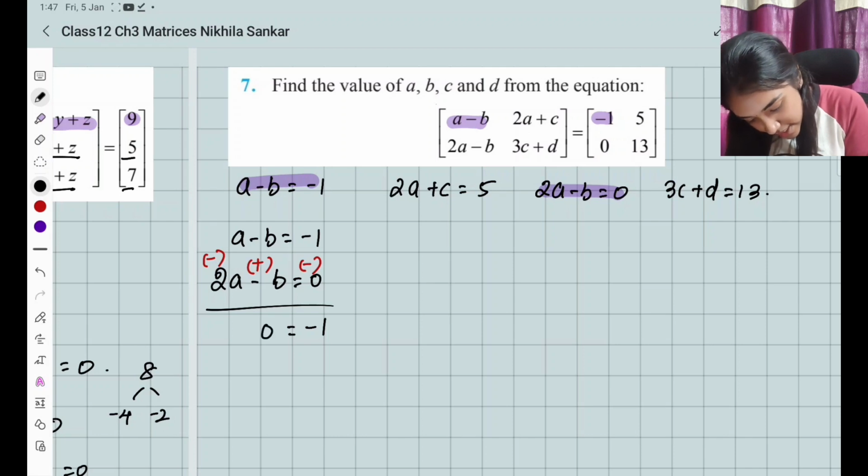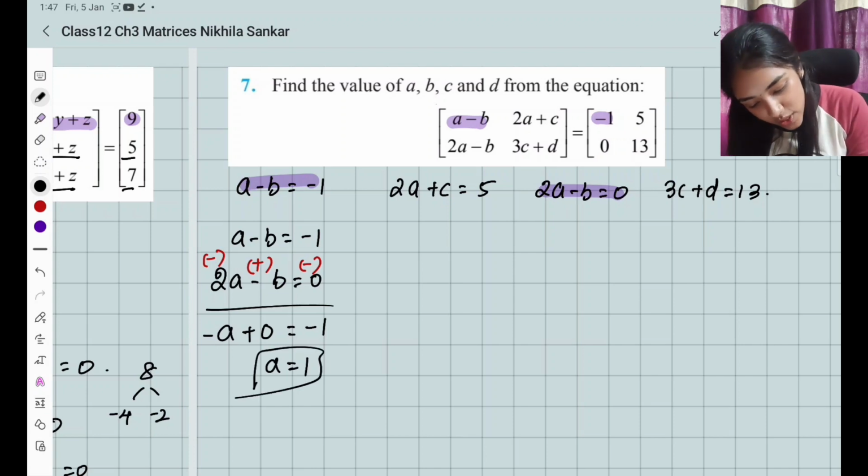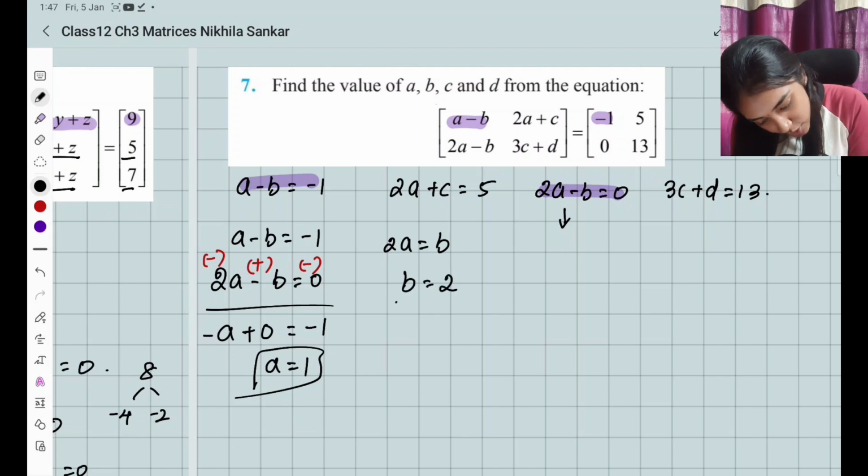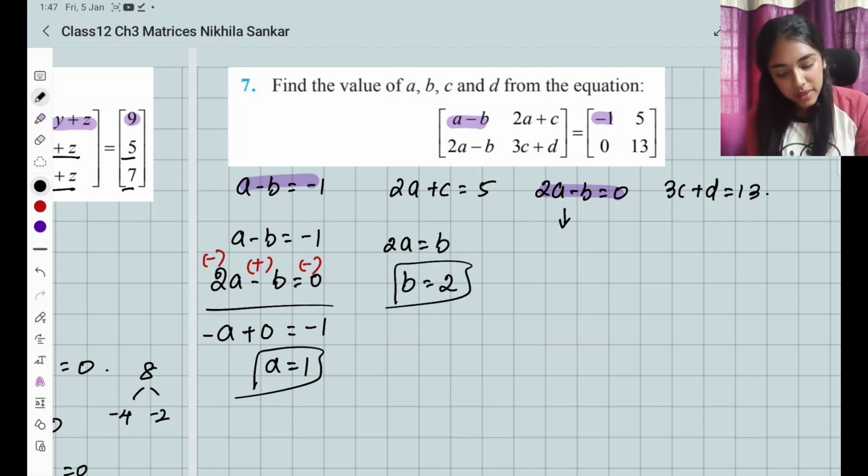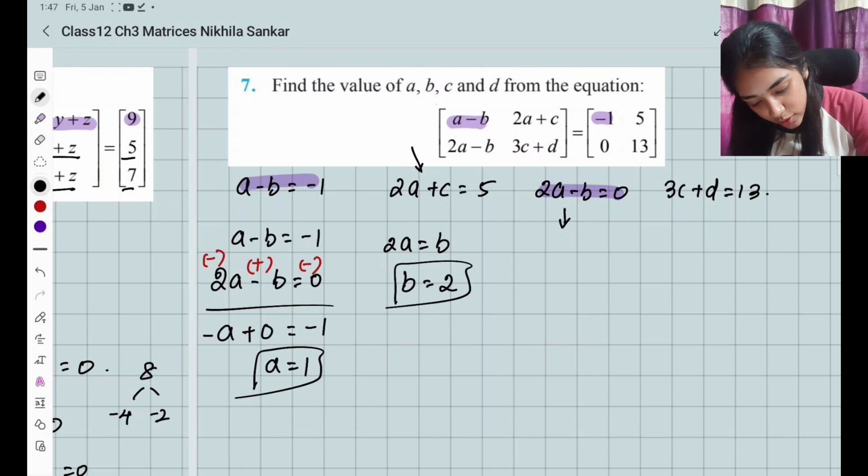This is going to be a 0. A minus 2a is going to be minus a. So I have a equals 1. A oda value kandupidichachu. So I have 2a equals b. So b equals 2 times a, which is 2. So a and b value kandupidichachu. From that I can find out the value of c.